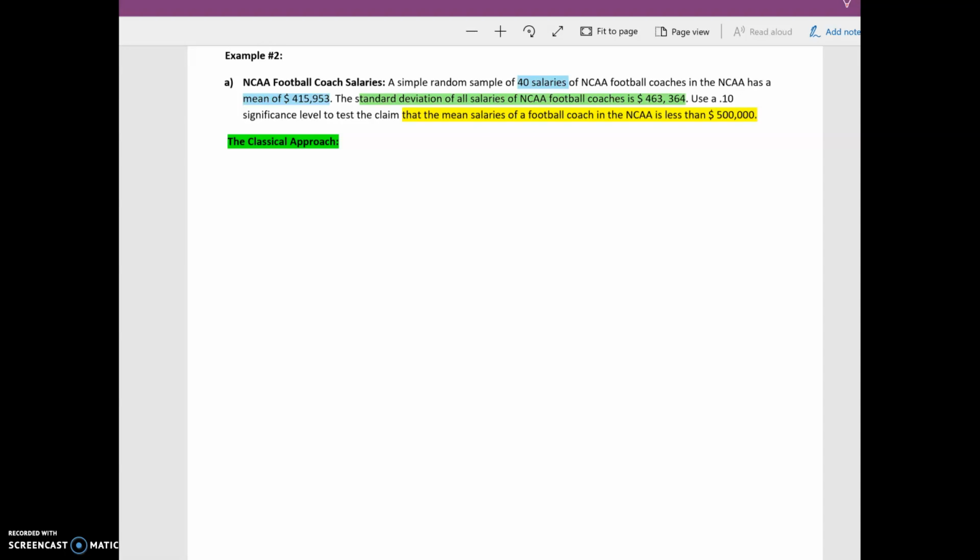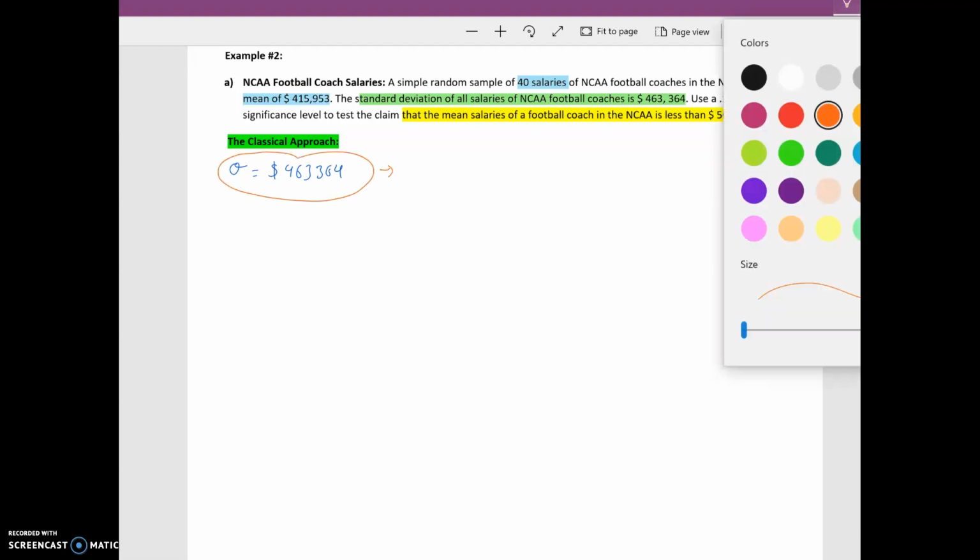Hi class, let's take a look at example 2. And first, let's try to determine what type of test we're going to be evaluating. Notice that we're told in the second sentence that the standard deviation of all salaries is 463,364. So in this case, the value of sigma is given. Let me box that up, because that indicates this is going to be a z-test.